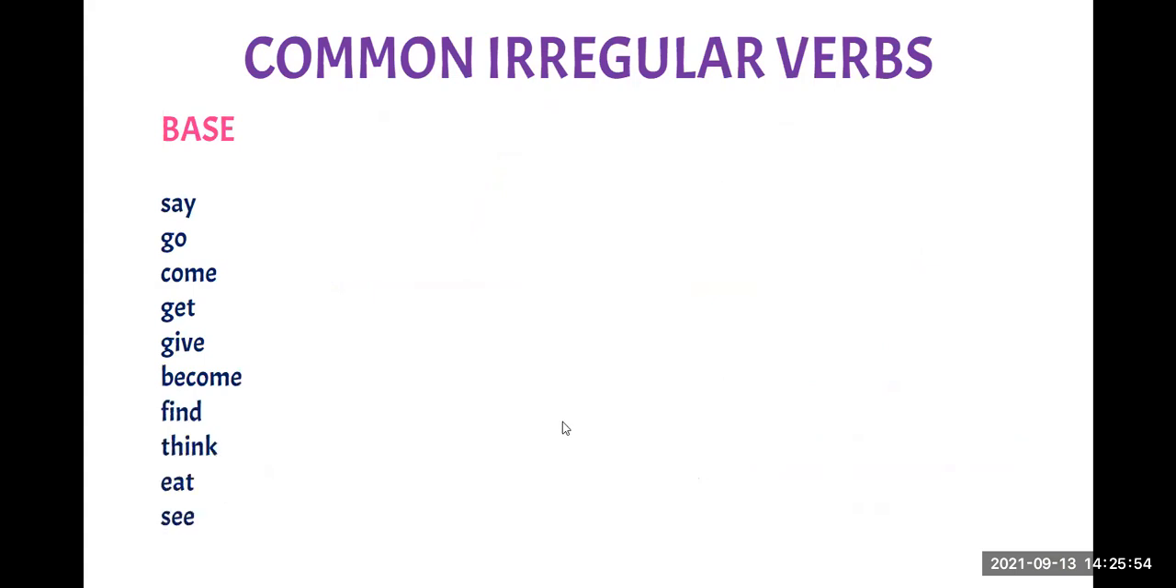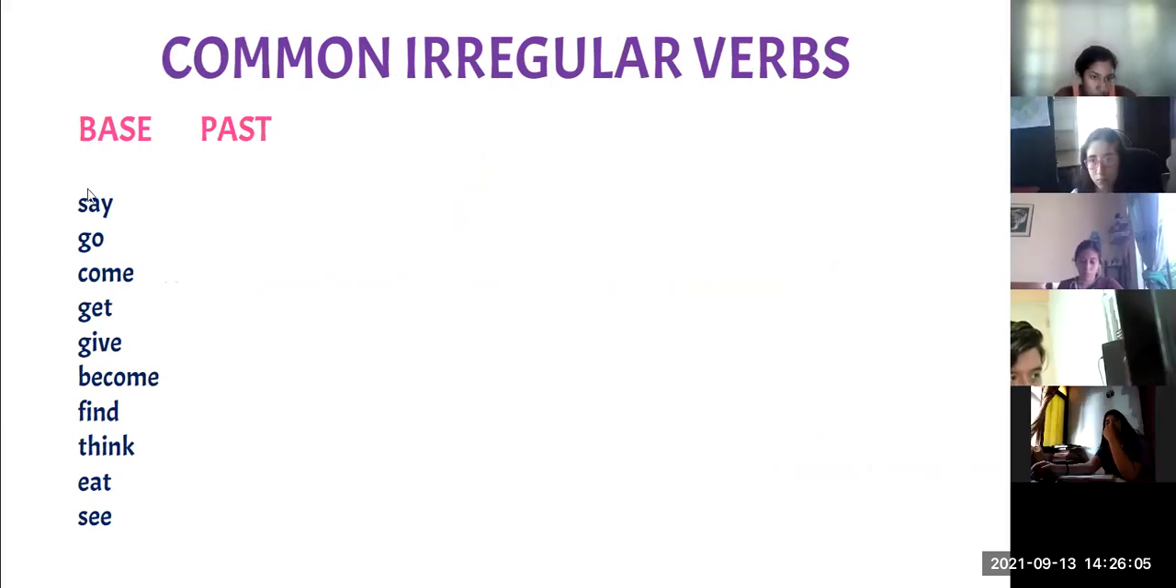Here we have some common irregular verbs that we are going to be using. Here we have the base form: say, go, come, get, give, become, find, think, eat, see, okay? And we are going to try to remember the past form of these verbs. For example, the past form of say. What is the past? Said. Said, right? Very good.